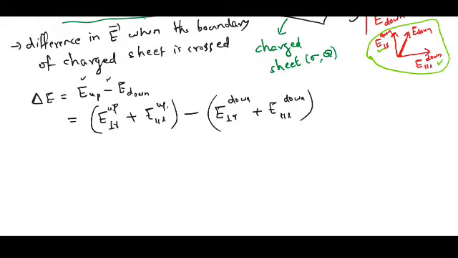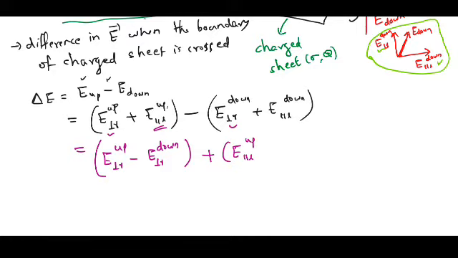Here I write the perpendicular component together, that is E up and E down perpendicular. This will be E perpendicular up minus E perpendicular down, bracket, then plus this E parallel up minus E parallel down. Let me put this as equation number 1.